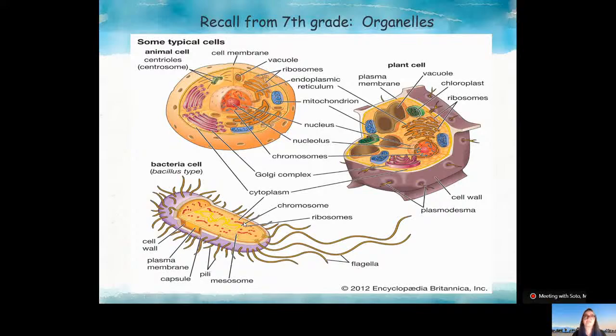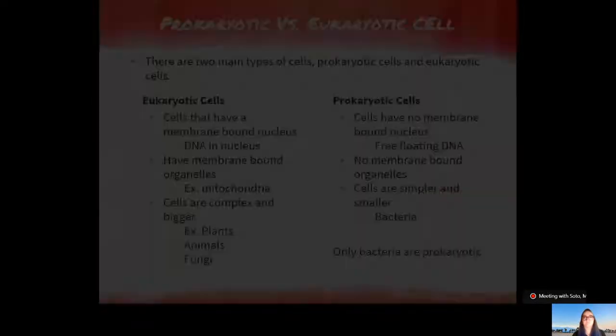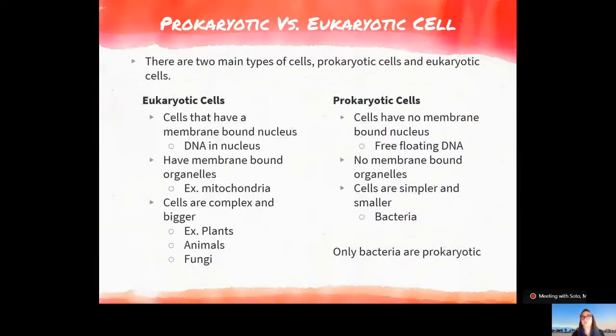Now, all three of these have a lot of similarities, but they also have some differences. As you can tell, both the animal and the plant cell have a nucleus. The bacteria cell does not, and that's what makes the biggest difference. There's two types of cells. We have the eukaryotic cells and the prokaryotic cells. So eukaryotic, think of you. You are a human, you have an animal cell. Therefore, animal cells are eukaryotic, and they have a nucleus.